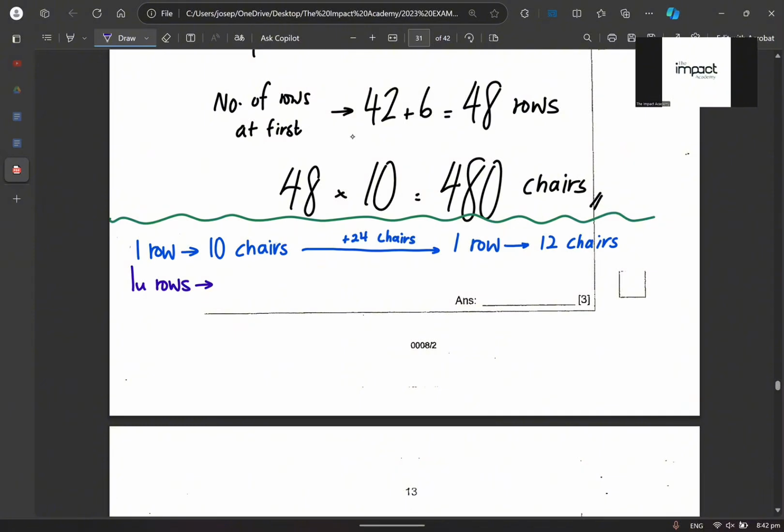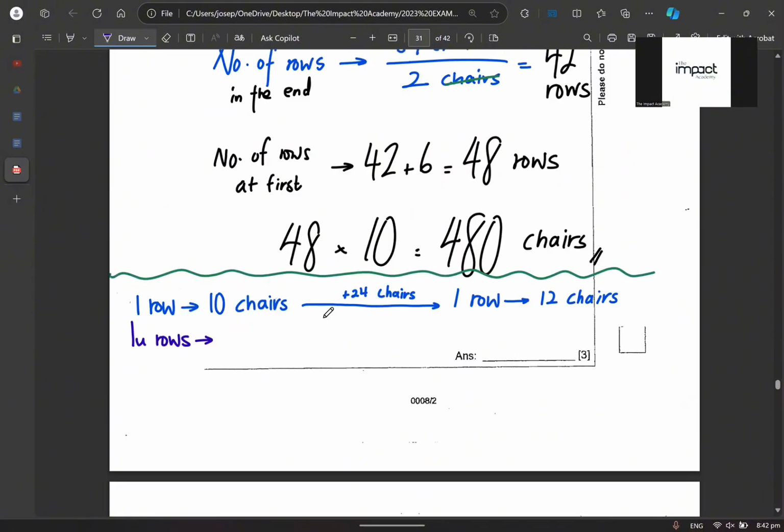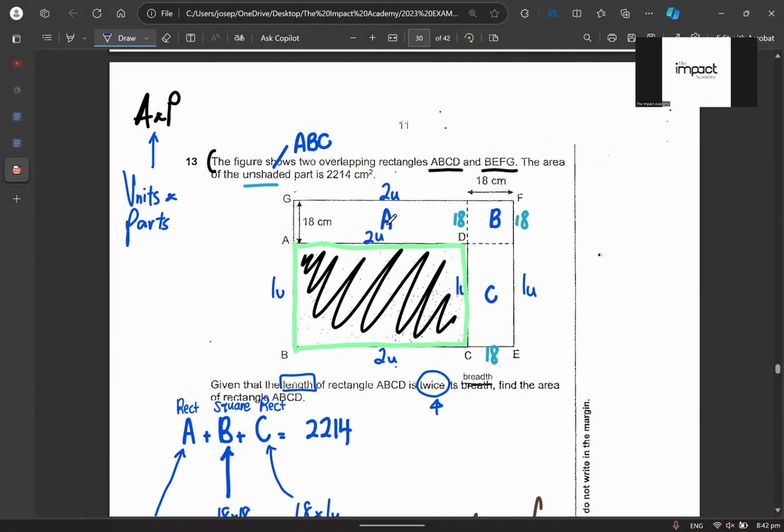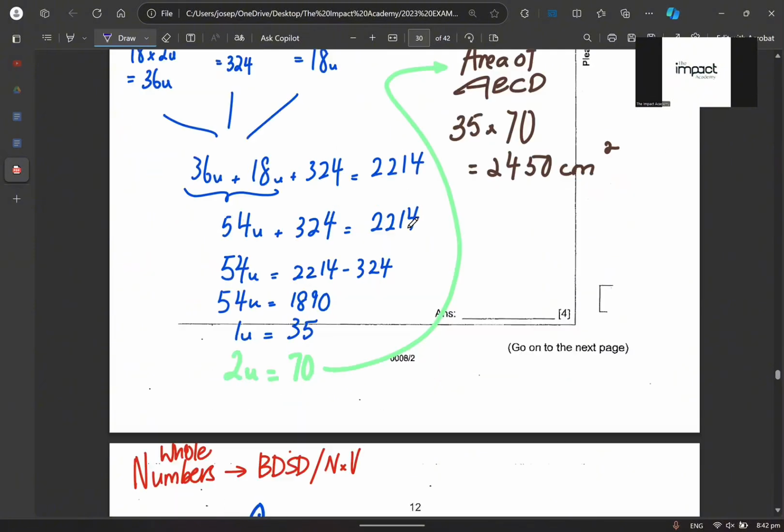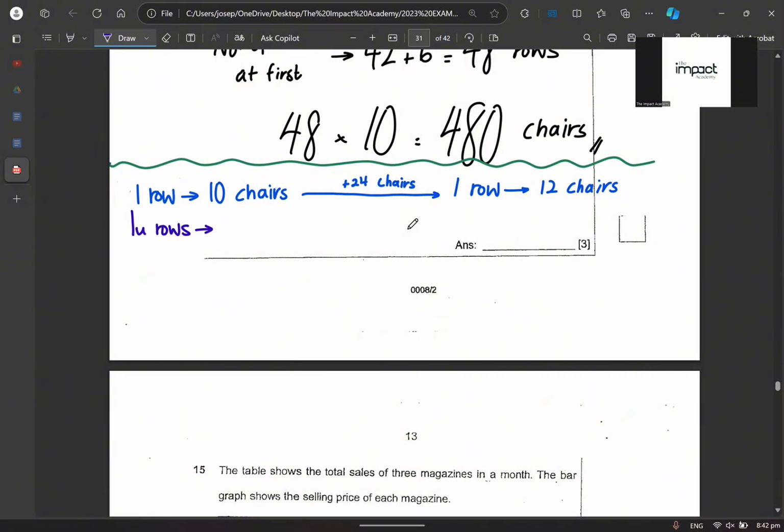Whenever I don't know something, like in the area and perimeter questions, remember in the previous question, when I don't know something, what do I call it? I call it units, right? So same thing over here. I don't know how many rows. I'm going to call it 1 unit rows. Am I making sense? Yeah.